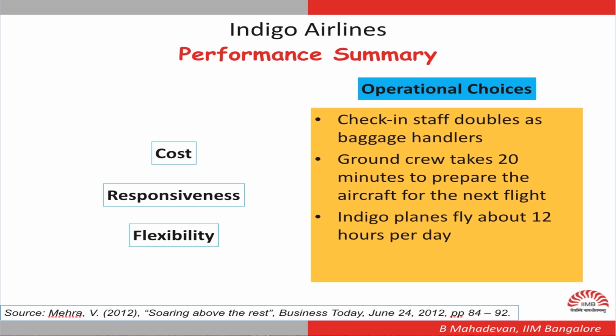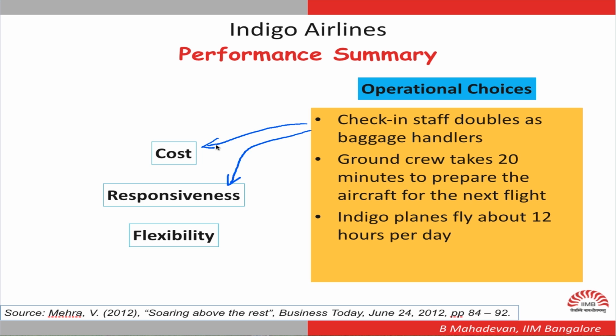We will take another set of examples which could be perhaps operational choices that Indigo may actually have to make. There are 3 examples here. Now in Indigo Airlines, they claim that the check-in staff doubles as baggage handlers also. So this is an operational policy. Given a certain capacity of people, we know that it has a bearing on responsiveness, because you make people more flexible. It also has a certain bearing on cost. Maybe with fewer people you are able to do more things.